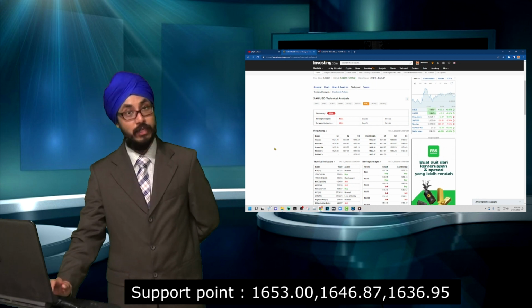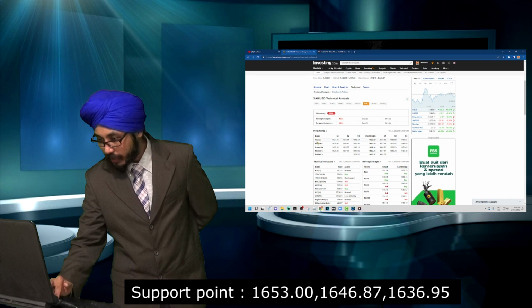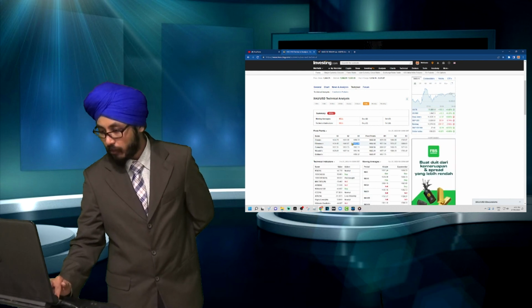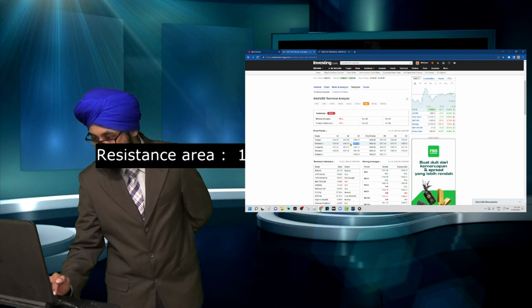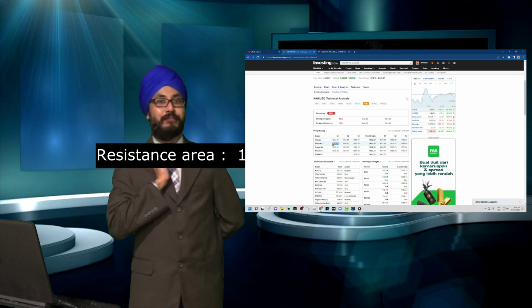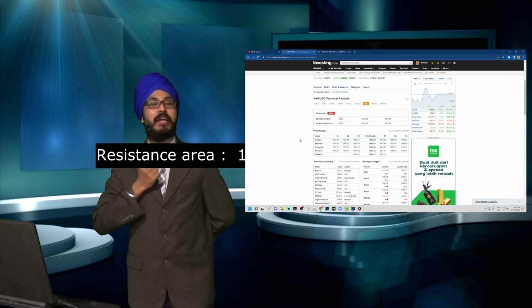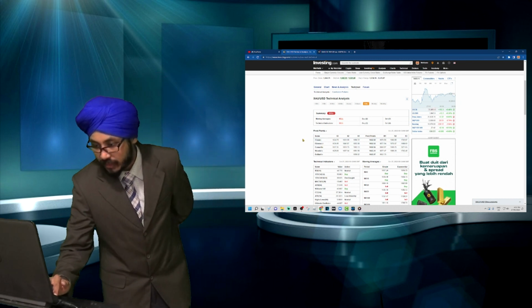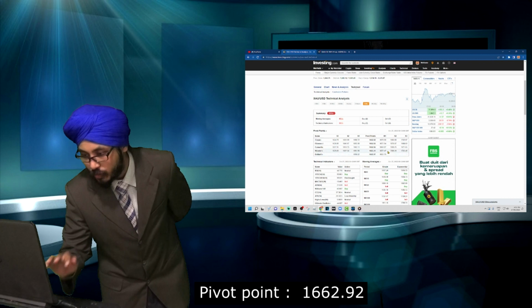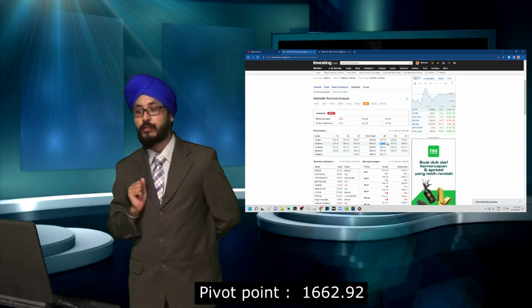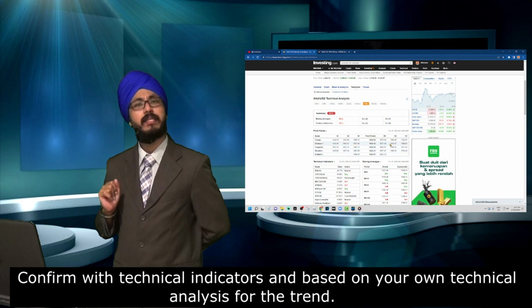And if we look at our resistance 1, we are looking at 1672.84. For our resistance 2, we have 1678.97. And for our resistance 3, we have 1688.89. Those are the resistance points that we are looking at. And our pivot point is basically at 1662.92.